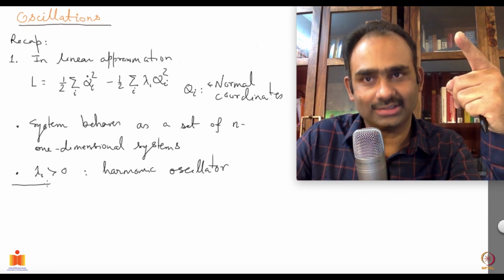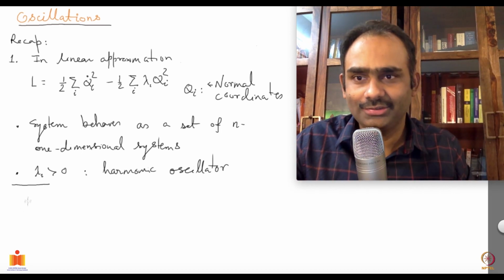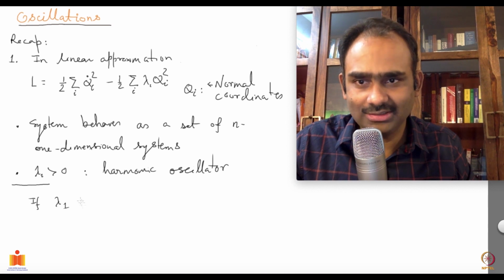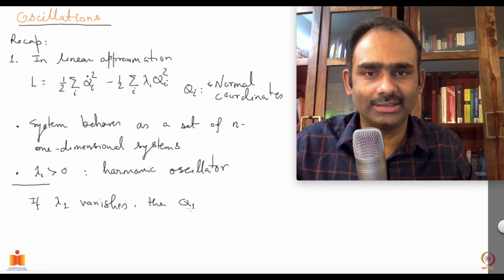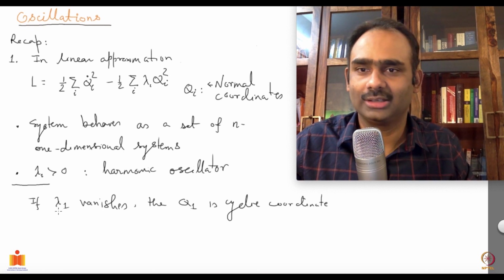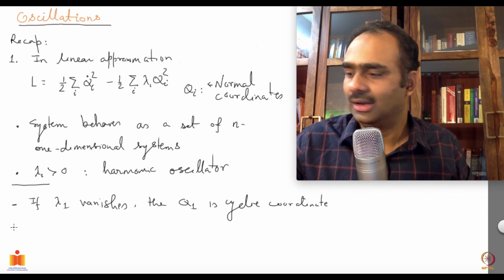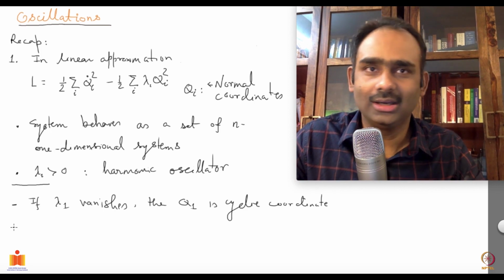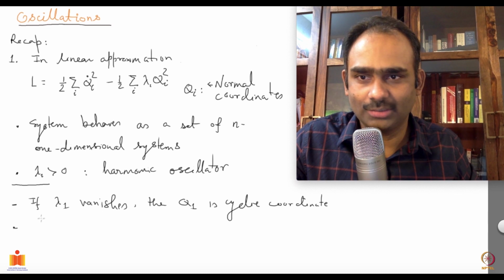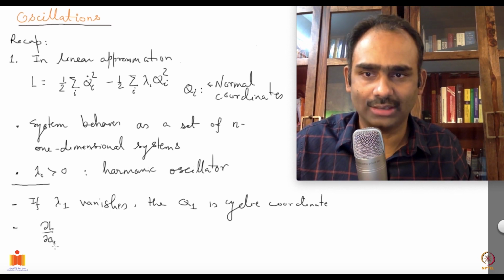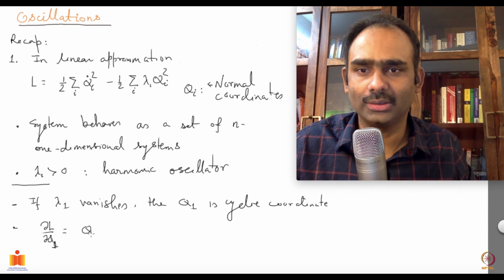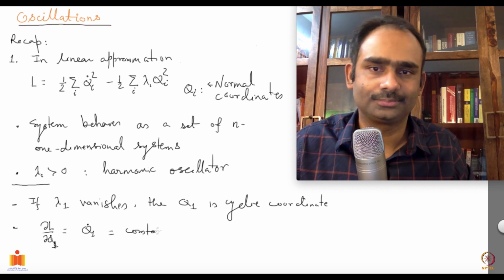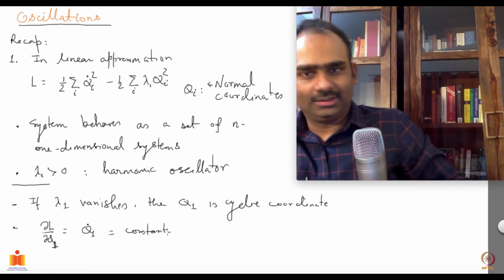If that is the case, then q1 does not appear in the Lagrangian, right? So if lambda 1 vanishes, I'm just taking such a case, then q1 does not appear in the Lagrangian, which means q1 is a cyclic coordinate. Right? That we have talked about several times earlier. And if that is the case, then its corresponding conjugate momentum will be a conserved quantity. And how do you get the conjugate momentum corresponding to q_i? You have to take del L over del q_i dot, q1 dot in this case, which is q1 dot. Okay, and that will be a constant. Okay, that's one thing.